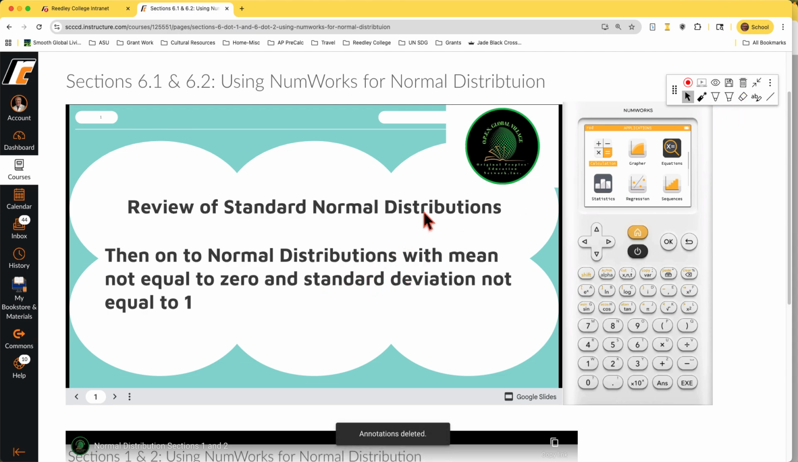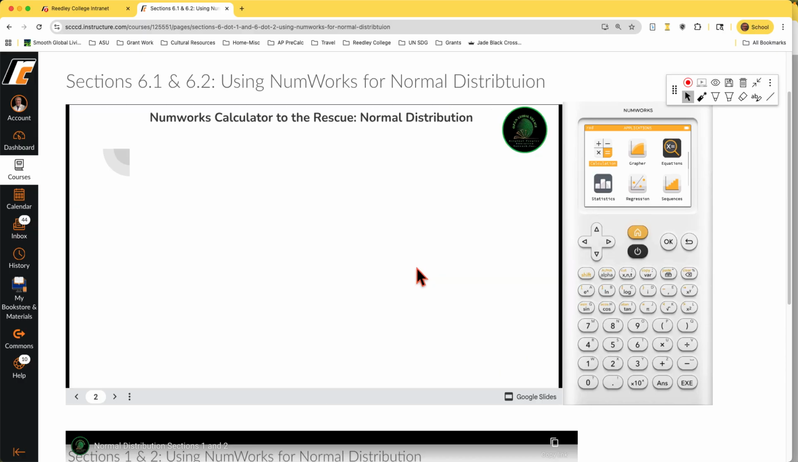So then we'll do standard normal and then just normal distributions where the mean and standard deviation are not equal to 0 and 1. So normal distributions. What we're going to see is in your NumWorks calculator, which you can download to a cell phone. You can have it on your computer as well. If you come to this screen, you've got it right over here, and this is a working calculator. It's not just an image.